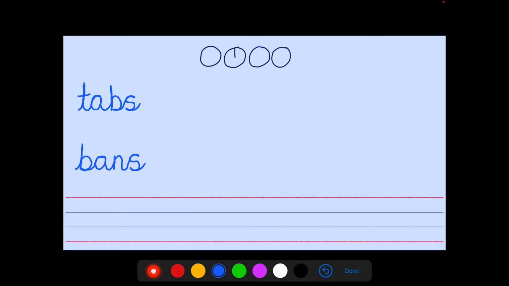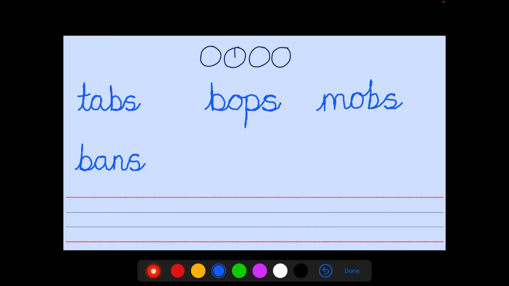Bops. A bit of dancing. Bops. There's bop and suffix S is added. And the last one here is mobs. Mobs. B is B, and then we add suffix S.